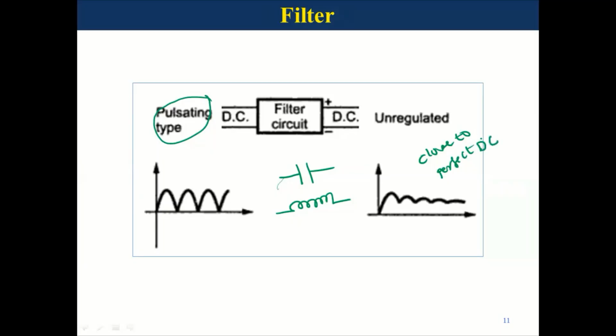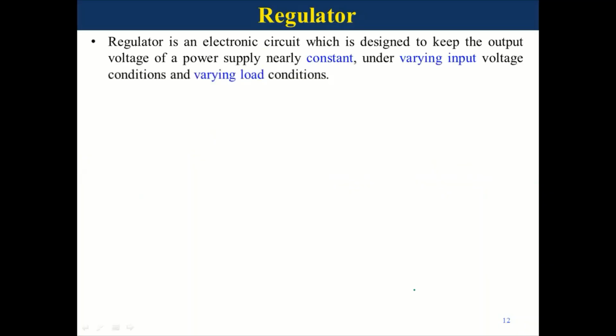That's why the output of the filter we can call an unregulated DC. Still I want more perfect DC, meaning the output voltage must be constant with respect to time, and hence after the filter a regulator circuit is used. So this regulator is the last block in our RPS unit, regulated power supply. This regulator can give a constant output voltage irrespective of the input voltage variations and load variations.